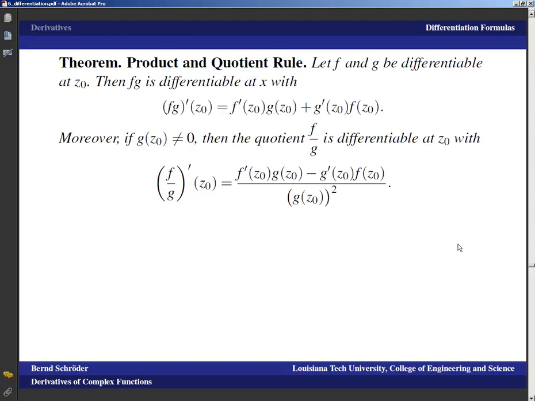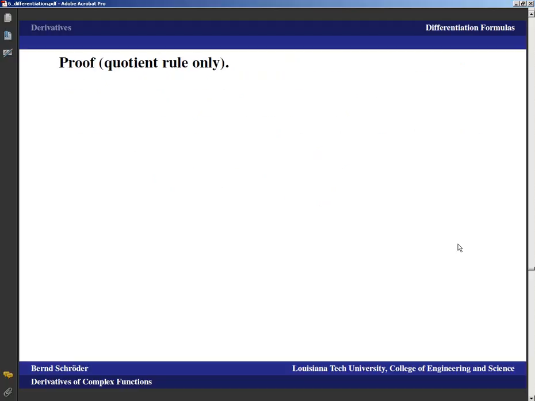Okay, so these are all fairly simple things, and now in this more abstract setting, we want to prove things, and we're going to prove the quotient rule. The proof of the product rule is similar, but I think easier, and again, it may well be a homework problem in this class. But let's take a look at the quotient rule.